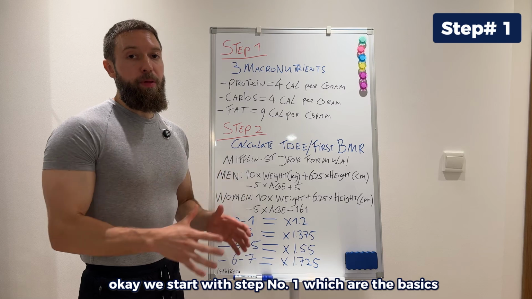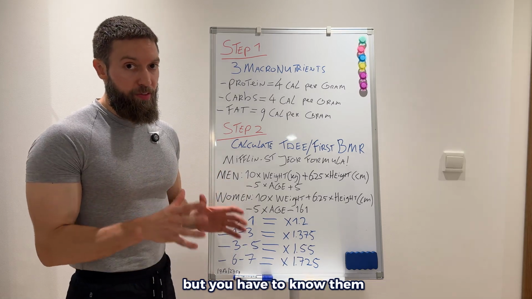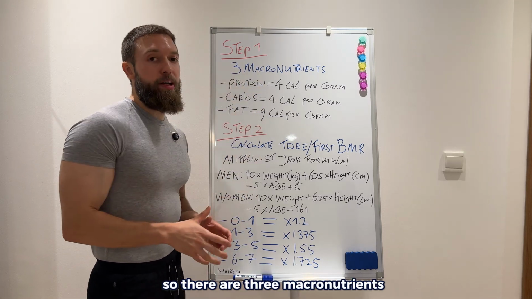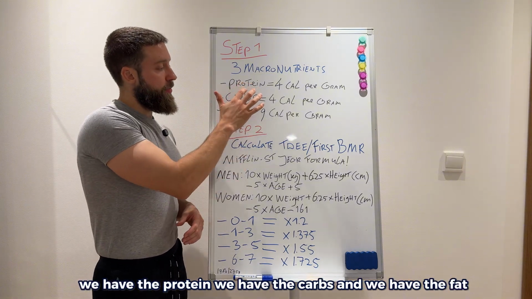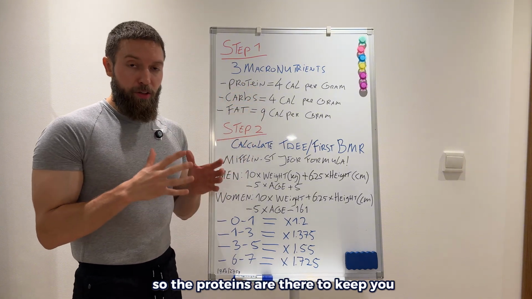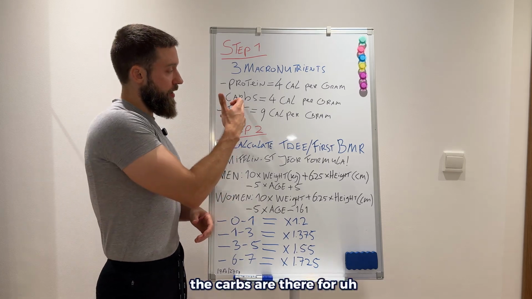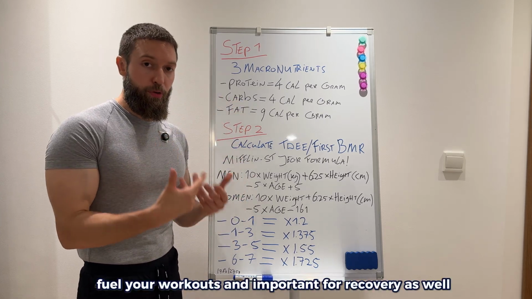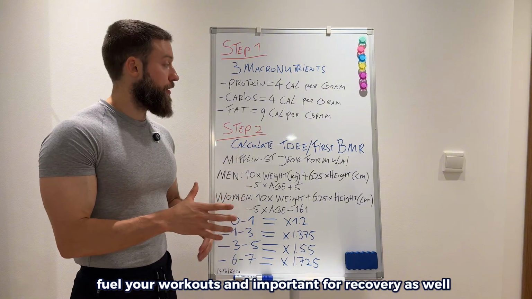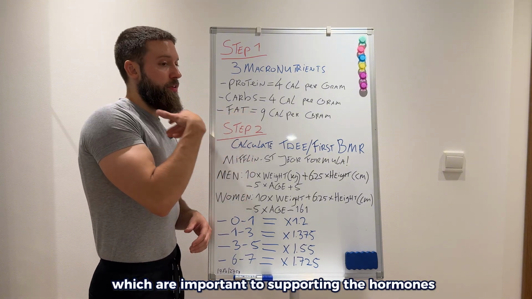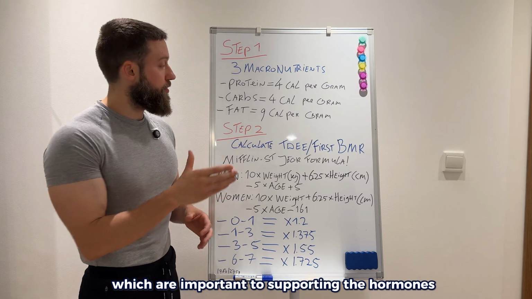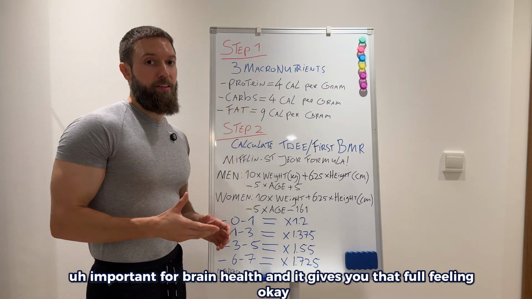Okay, we start with step number 1, which is the basics, but you have to know them. So there are 3 macronutrients. We have the protein, we have the carbs, and we have the fat. The proteins are there to build and maintain your muscle mass. The carbs are there to fuel your workouts and are important for recovery as well. And then we have the fats, which are important for supporting the hormones, important for brain health, and it gives you that full feeling.